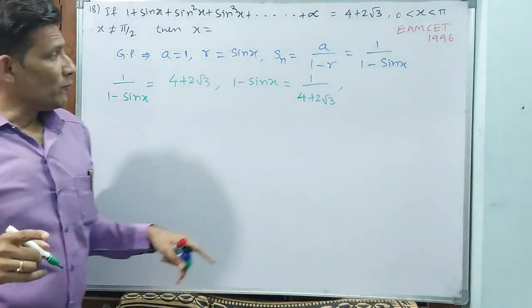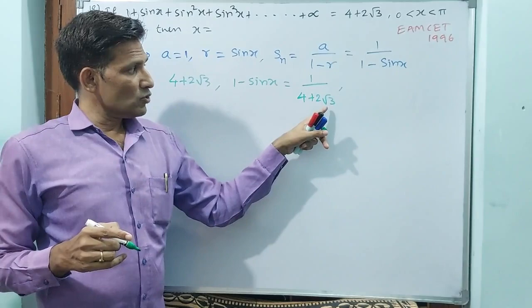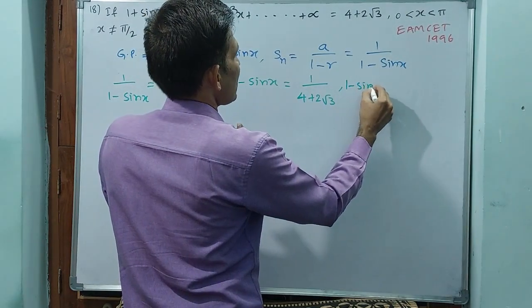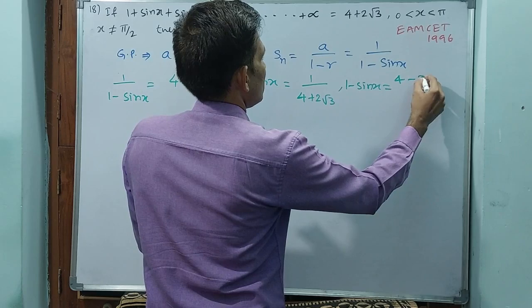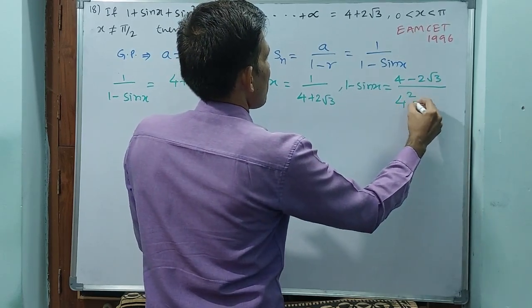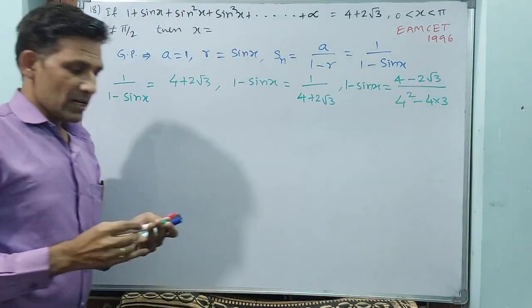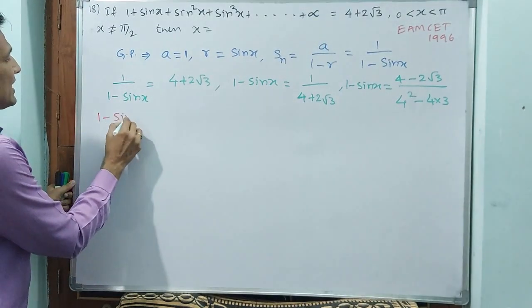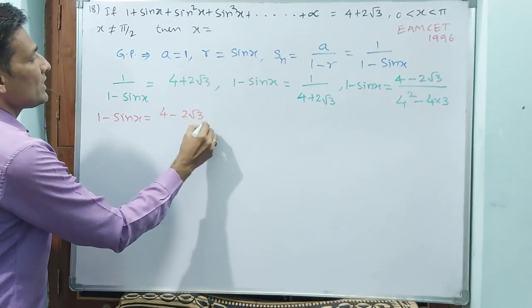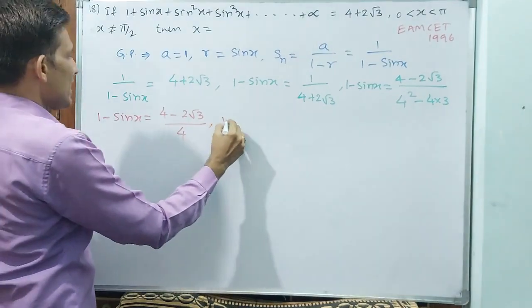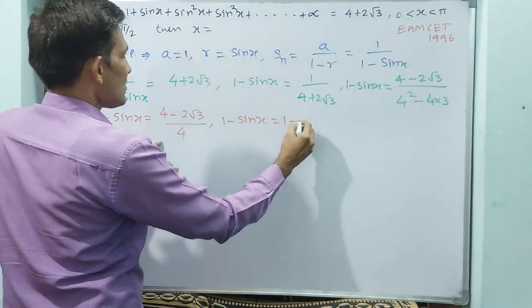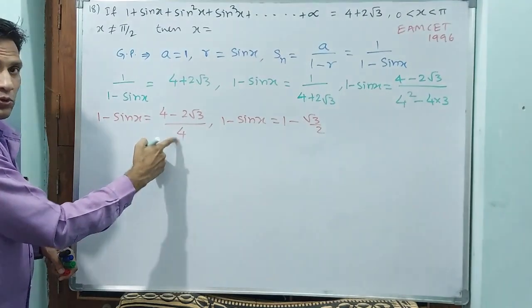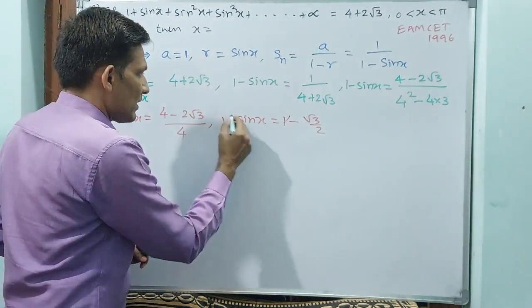See, we know very well when a square root comes in the denominator, then you rationalize. See what I am doing, rationalization. 1 minus sin x is equal to 4 minus 2 root 3 by 4 square minus 4 into 3. I have multiplied numerator and denominator with 4 minus 2 root 3. If that is the case, 1 minus sin x is equal to 4 minus 2 root 3 divided by 16 minus 12, that is 4. Or else 1 minus sin x is equal to 4 by 4 is 1, and 2 root 3 by 4 is root 3 by 2. See, 1 is there, you cancel this 1, minus also you cancel.